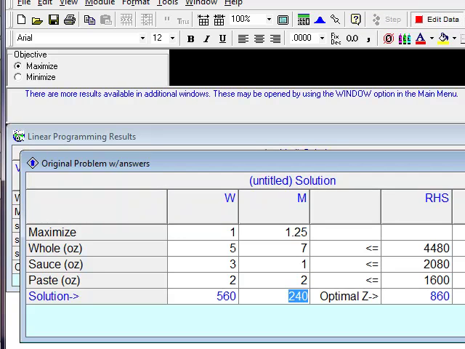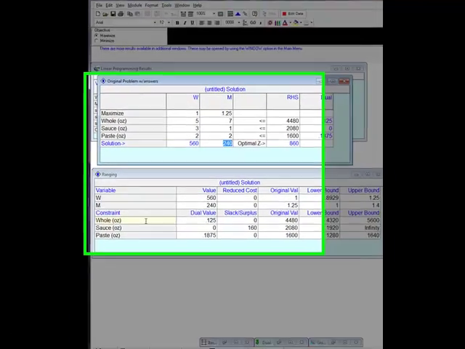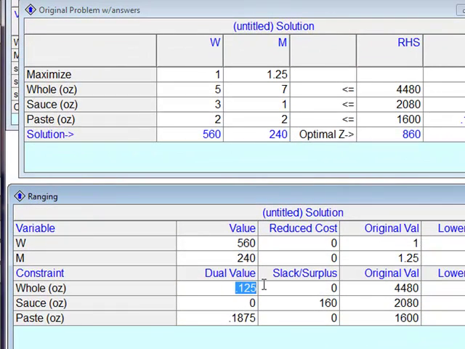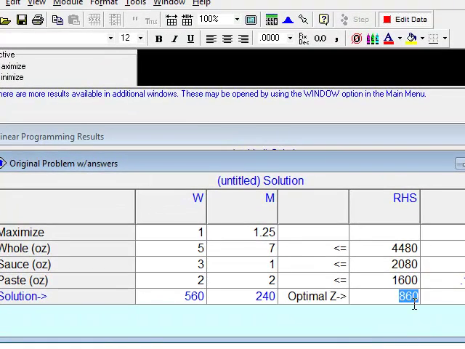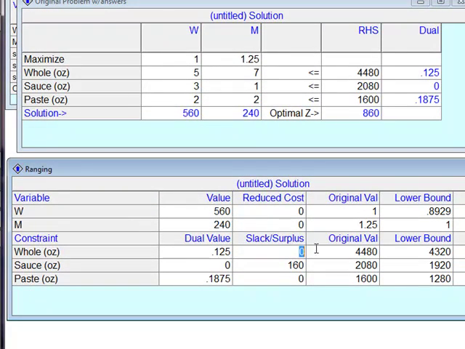For every ounce of whole tomato that I can get my hands on, my objective function value will improve 12.5 cents. Because the objective function value was $860, for every extra ounce that I have over and above the 4,480, my objective function would improve 12.5 cents. The same thing here. For every ounce that I have available extra over and above 1600 ounces of paste, my objective function would improve in value 18.8 cents.